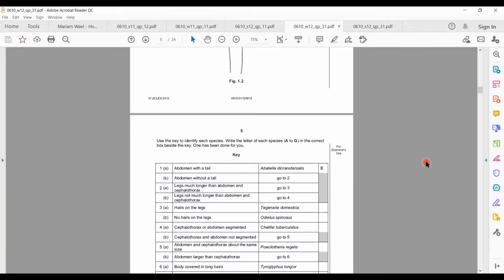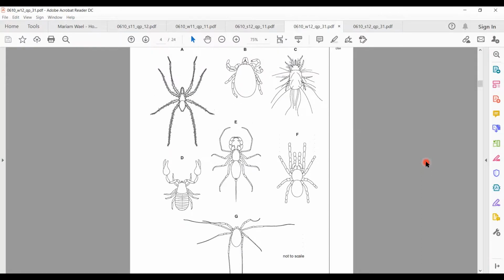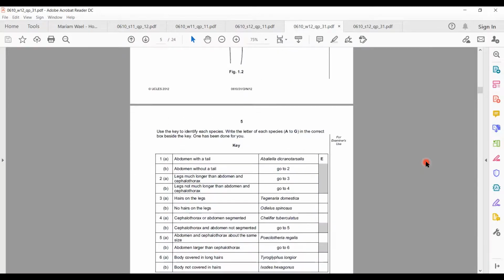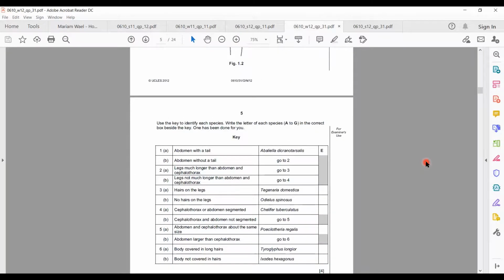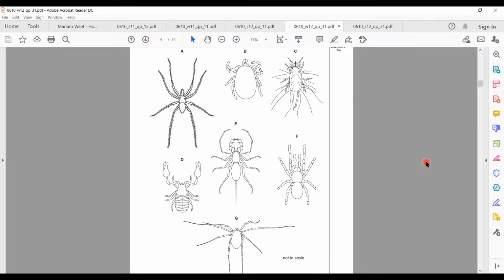Okay, now number 4A. Cephalothorax or abdomen are segmented. So D, of course. It's only the abdomen, not the cephalothorax. Number B, no. Go to 5. Cephalothorax and abdomen not segmented, means all the rest. Abdomen and cephalothorax about the same size. So let's go here. Abdomen, cephalothorax about the same size. F, of course.